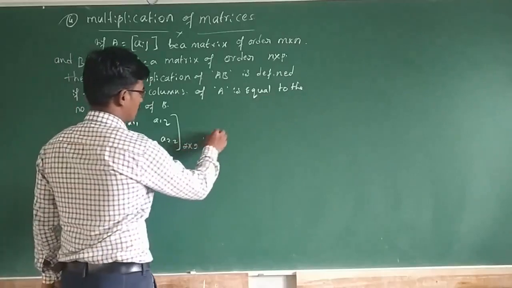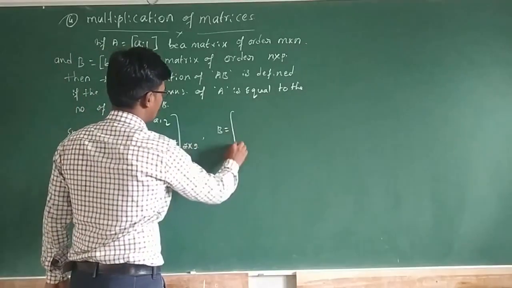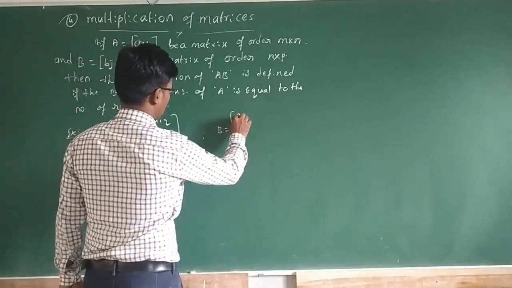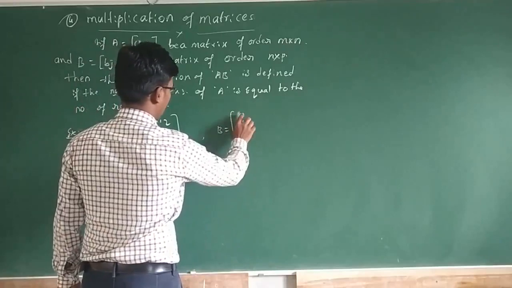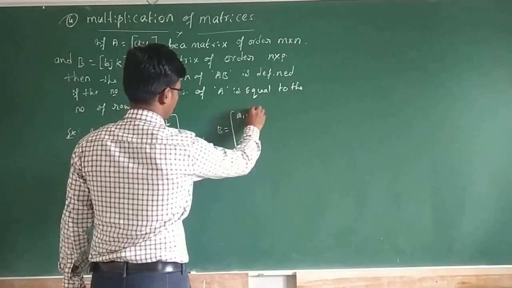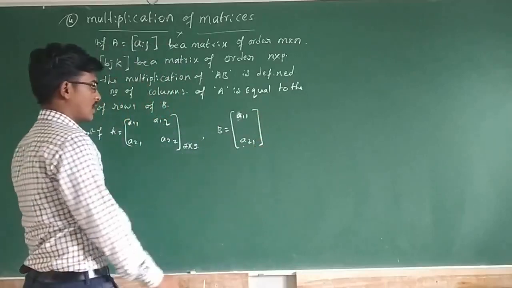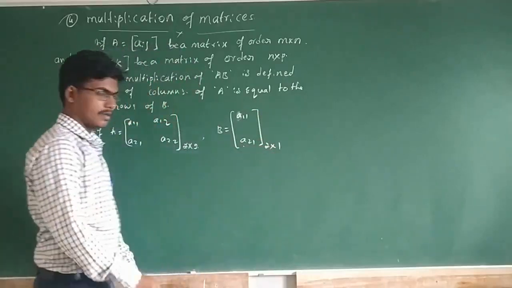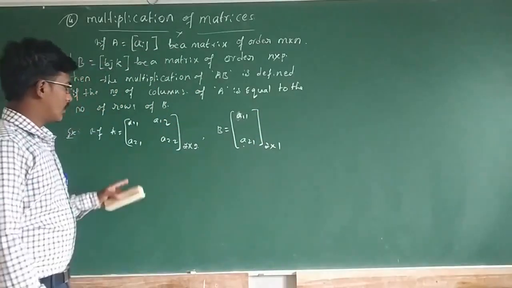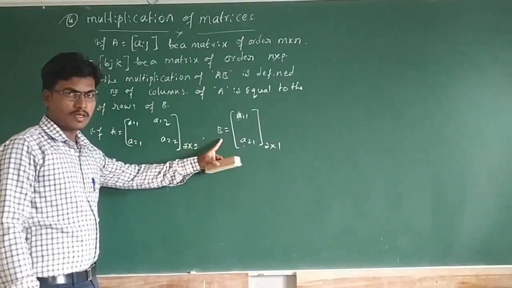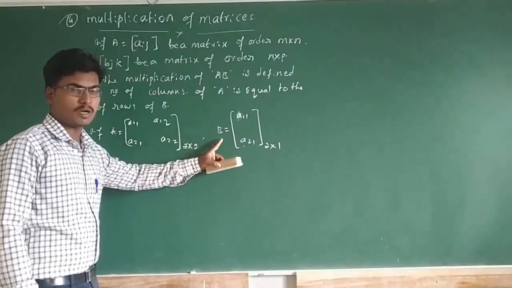Next, another matrix. Here, B is equal to B11, B21. Here what is the order of this matrix? It is 2 by 1. Here observe, we have to find the multiplication of these two matrices.